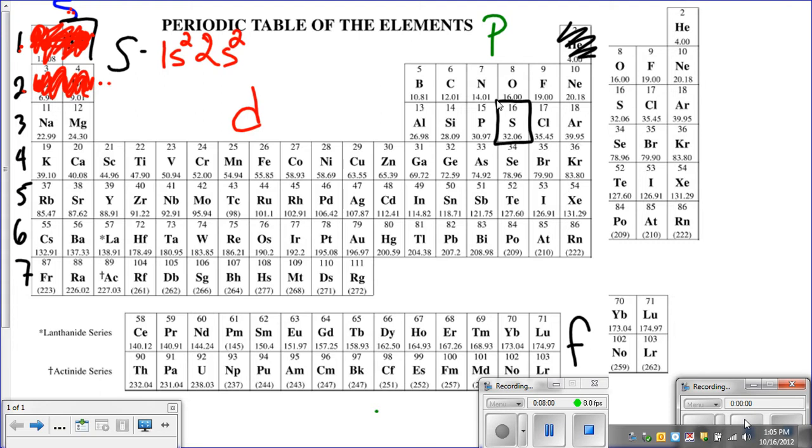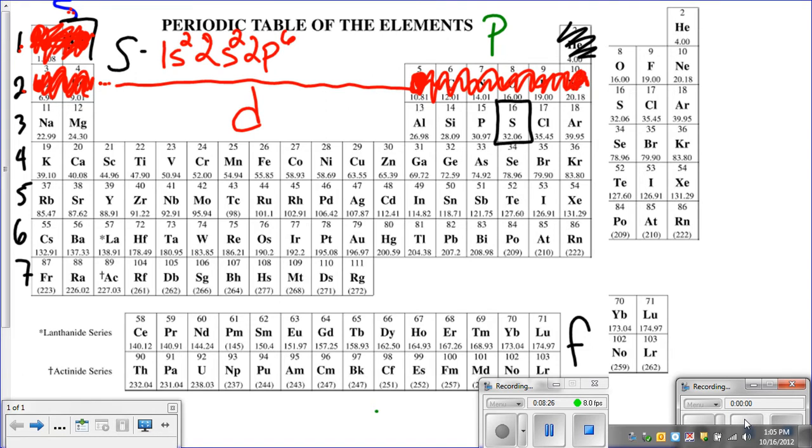And I keep moving over, not hitting anything. All right, I've got somewhere. Where am I at now? Well, I'm still in 2. This is now the P block. And I'm going to go until I close out the block or I get to the element I'm looking for. Close out the block, that moves me over 6 spaces. So 2p6. When I get to a noble gas, I can move down.